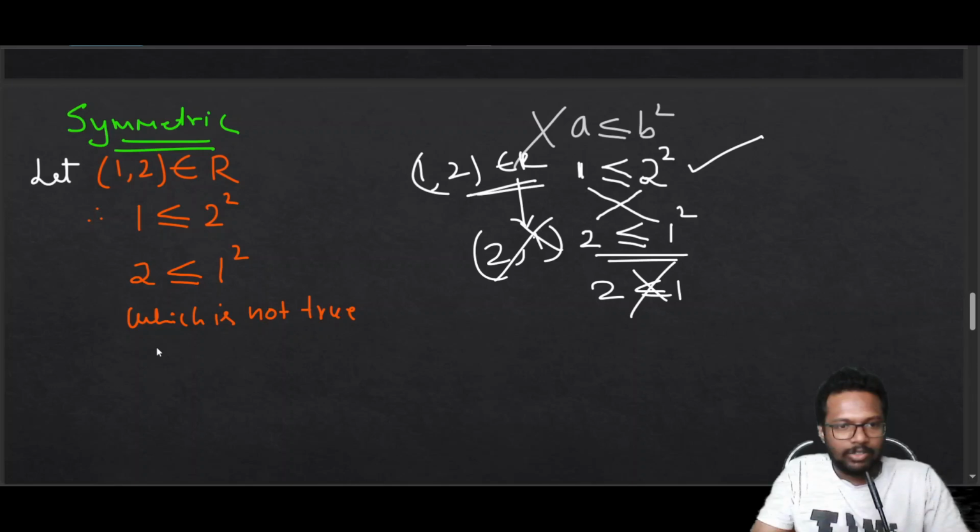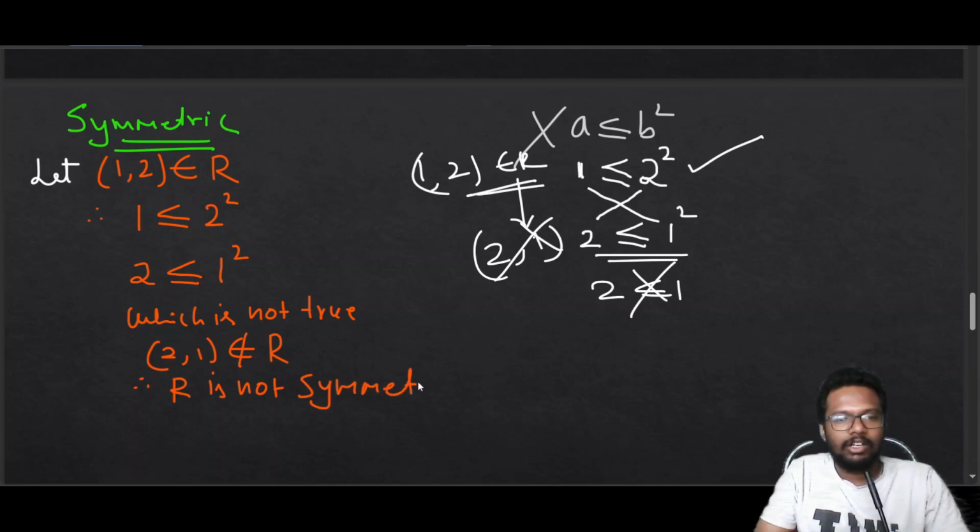So when it is not true, we can say the ordered pair (2, 1) does not belong to R. Therefore R is not symmetric. We can conclude that R is not symmetric.